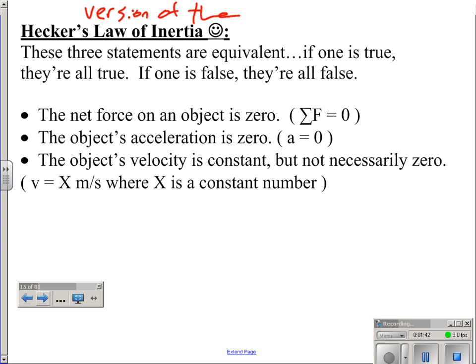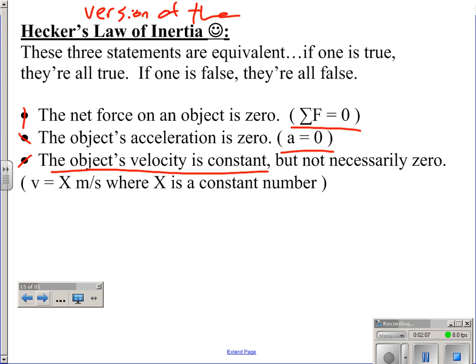It basically says that these three statements are equivalent. So that if one of these statements is true, they're all true. And if one of them is false, they're all false. All right, so here's the three statements. 1, 2, and 3. The net force on an object is 0. The acceleration of the object is 0. The object's velocity is constant, but not necessarily 0. Okay, those three statements all mean exactly the same thing.